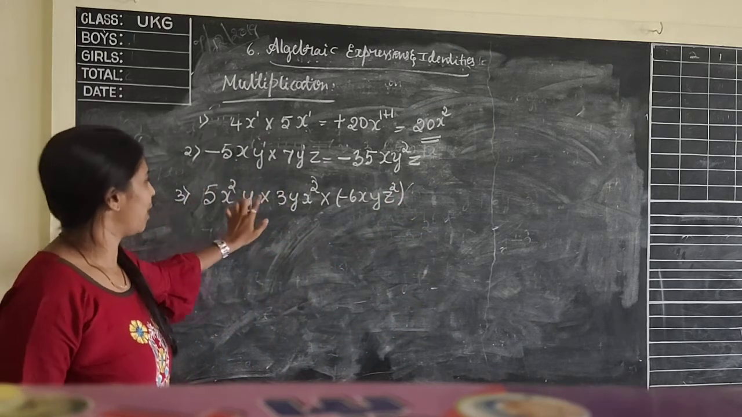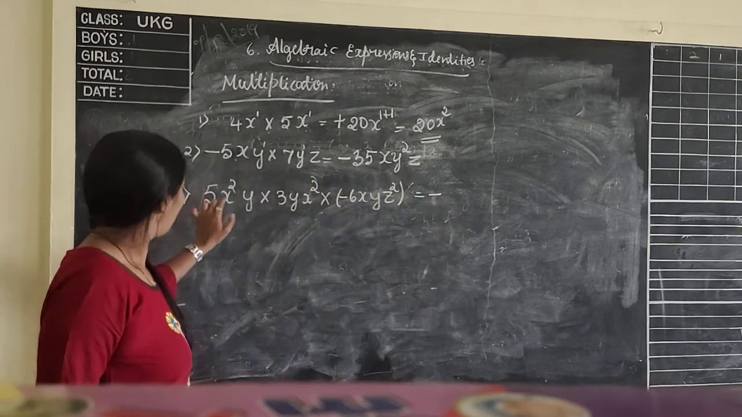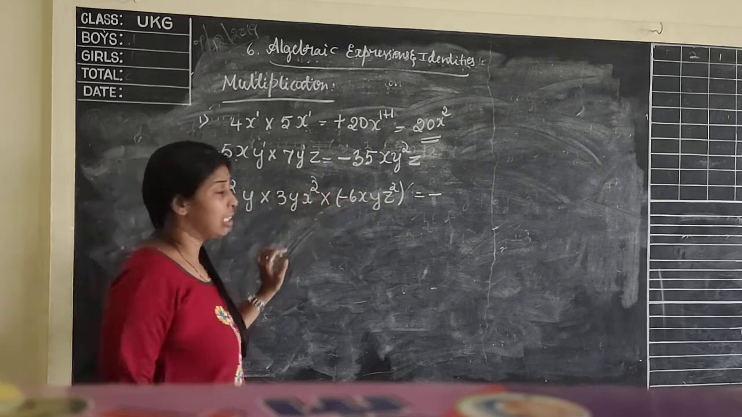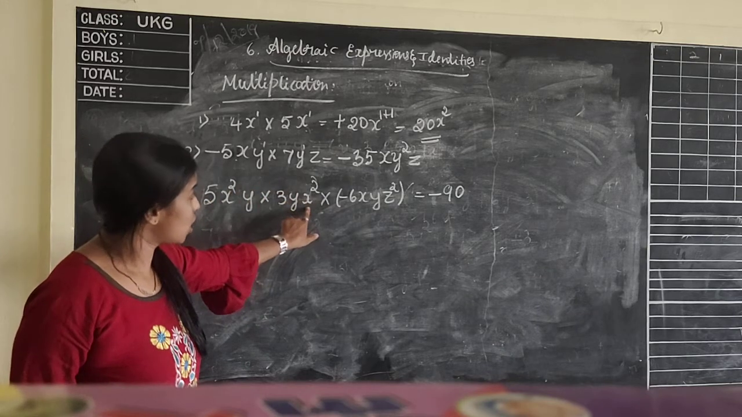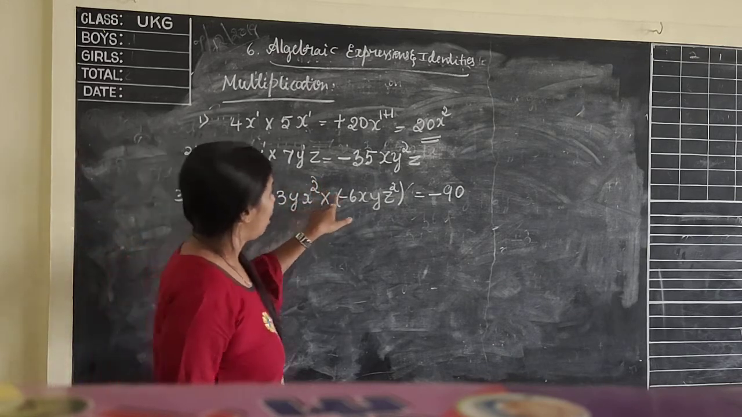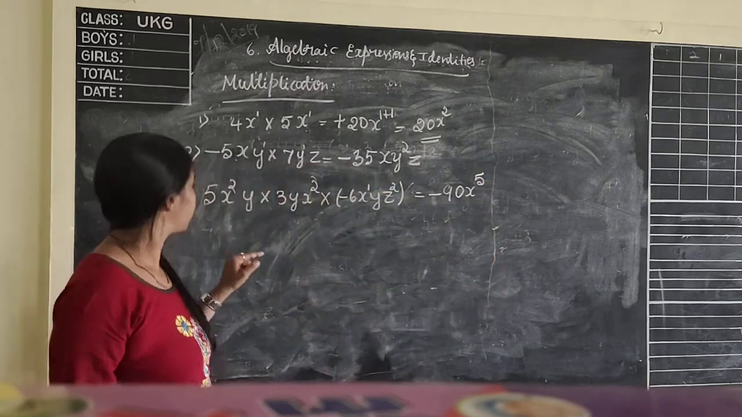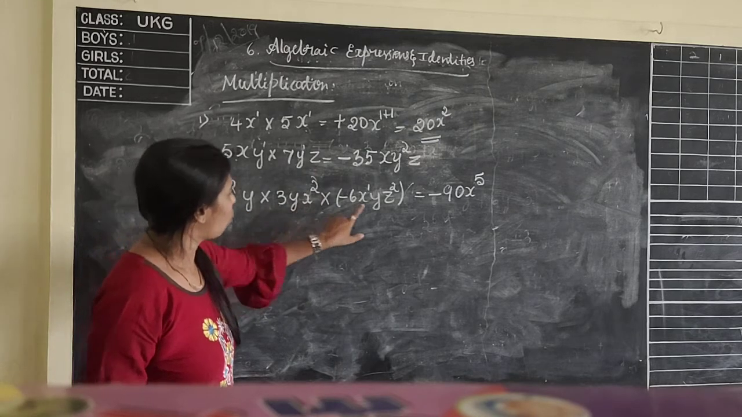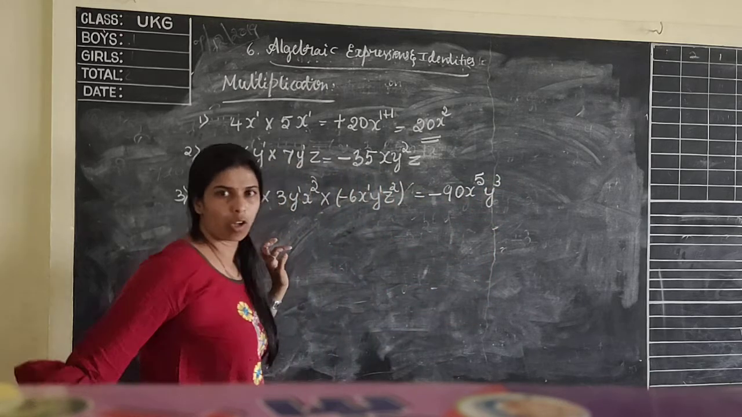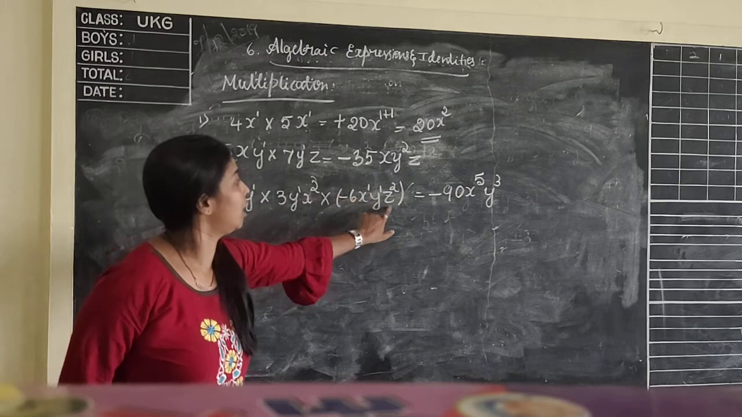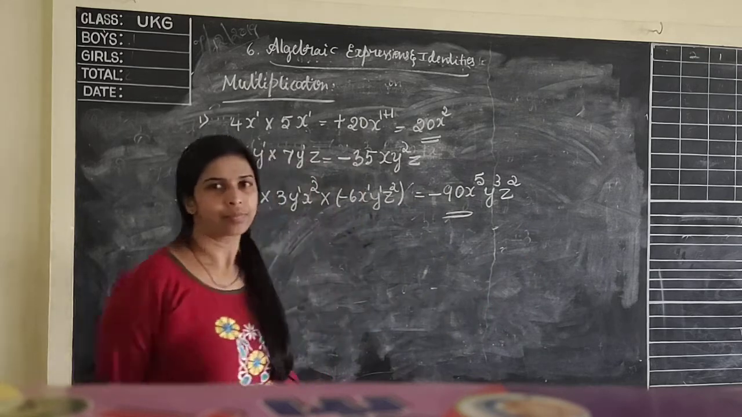This one, plus into plus into minus, minus. 5 3s are 15, 15 6s are 90. Okay. X square, 2 plus 2, 4. Here only 1x, 5. Powers you add. Y, 1, 2, 3. Okay. Here finished, but here one term is remaining. What is that? Z square. Understood?